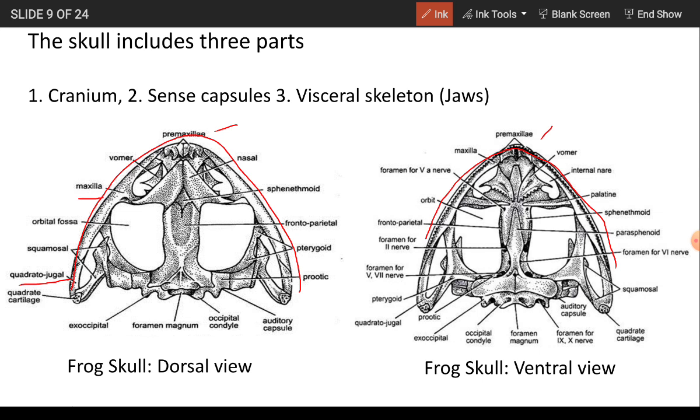This maxilla, at the posterior side, gets connected with the quadratojugal on the dorsal side, and it also gets connected with the pterygoid bone. So here this is the pterygoid bone, and it also articulates with the palatine bones. So this is the palatine bone and the pterygoid bone, which on the ventral side get connected with the maxilla.